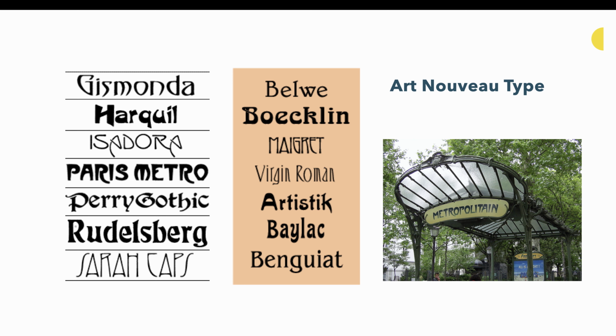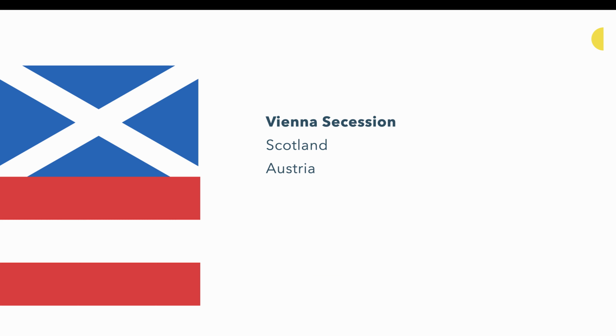Notice the type is also very curvilinear, as we see here on the metro in Paris. And this typography is a good example of the kinds of fonts we see in Art Nouveau.